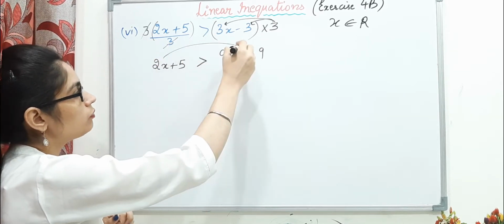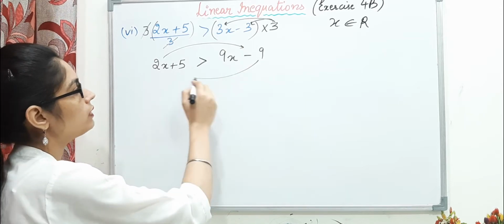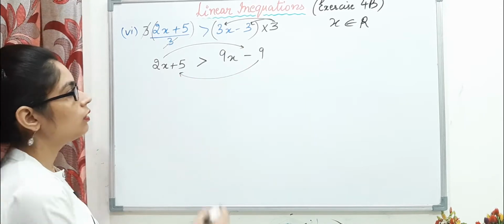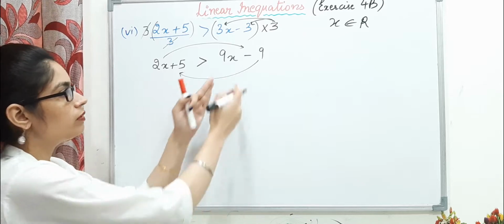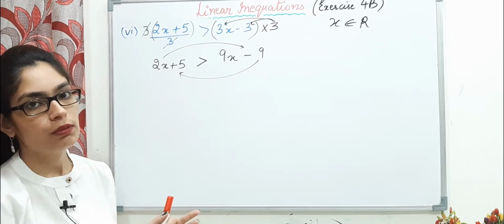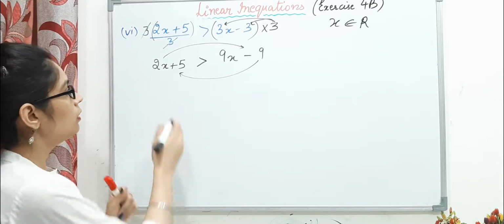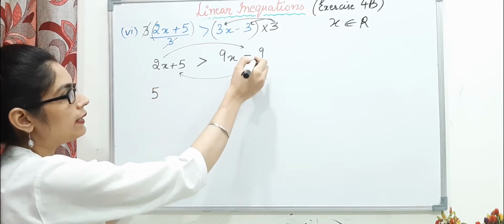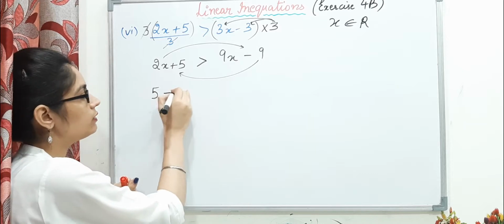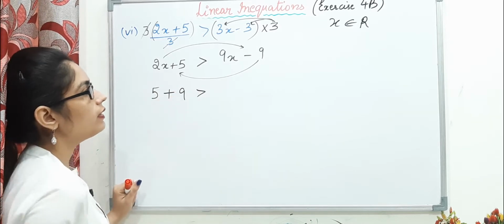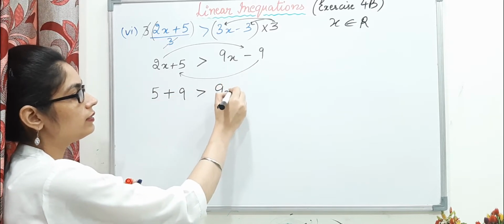So 2 I will shift to this side and minus 9 I will shift to this side. You can, if you want, you can shift 9 also to this side, the answer will be same. Just make sure you are applying all the rules correctly. So 5 minus 9, if I shift to this side, it will be changed to plus 9. Greater than, as it is, 9x as it is I have to write.